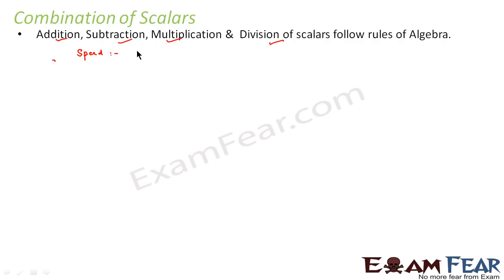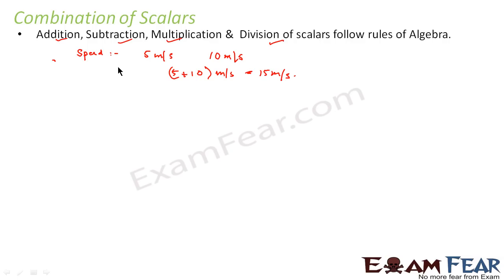Suppose you are running with a speed of say 5 meter per second. Your friend is running with a speed of 10 meter per second. If I ask what is the sum of both of your speeds, it will follow the same rules as normal algebra. That is 5 plus 10 meter per second, which is 15 meter per second. So you generally add, subtract, multiply or divide numbers like any other numbers when it comes to scalars.